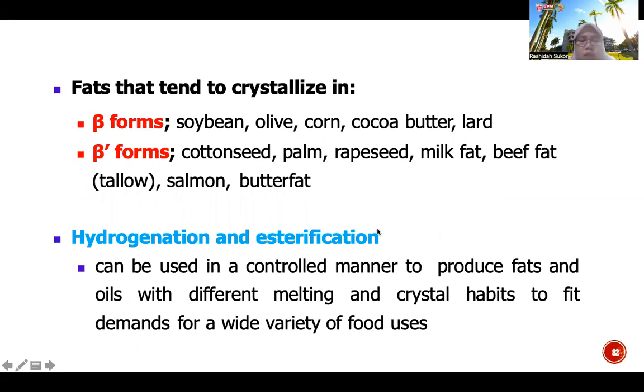Because they will change the melting point. So bila change melting point, it will affect the solid, semi-solid and liquid. And also it will change the crystal habit. Bila crystal habit ni, you play around with you can also have the melting point effect. You can also have the macam the taste, the grittiness, the smoothness, and also you can have the stability of the fat, alpha, beta, beta prime tu. Okay, so by doing that, you can fit the demand for a wide variety of food users.